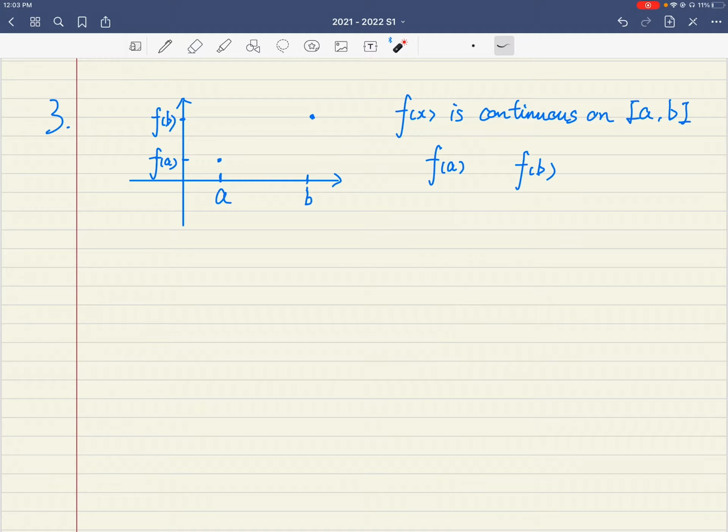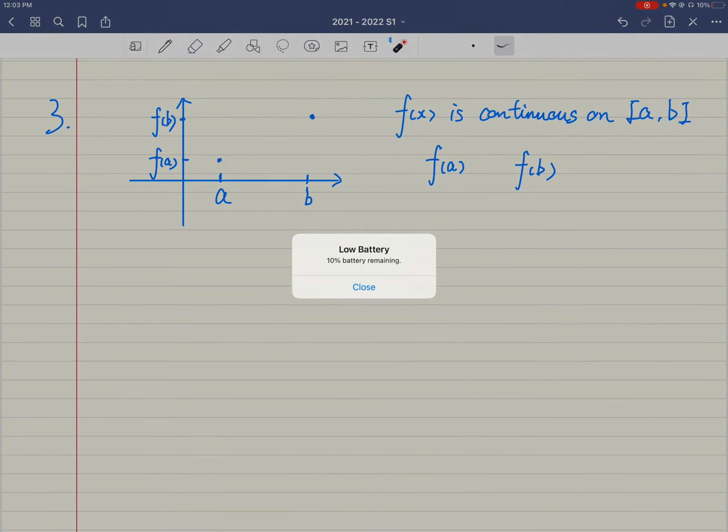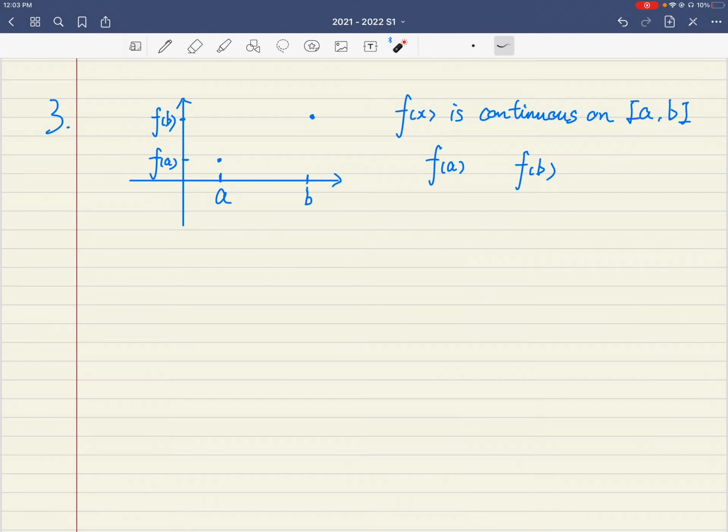Because if f(x) is not continuous, for example, I can just draw this function. This is not a continuous function, and this function will not cover these values. For example, I draw this function. This is not a continuous function, so it will not cover these values. So that's why f(x) must be continuous on A and B.